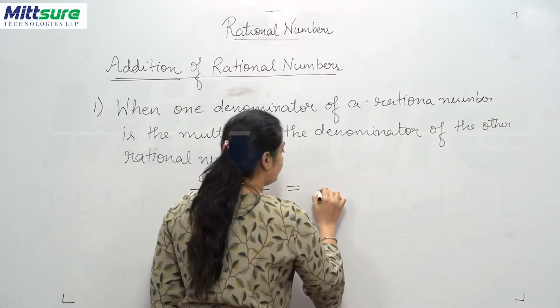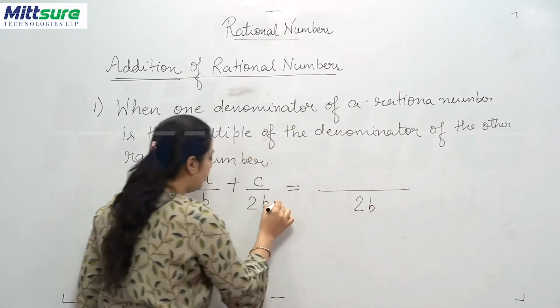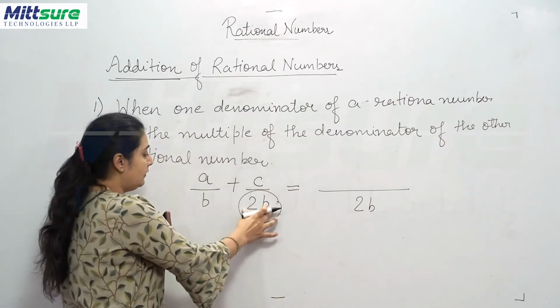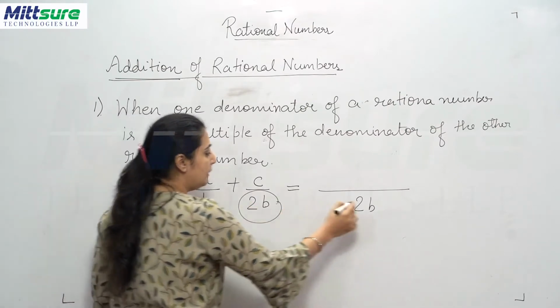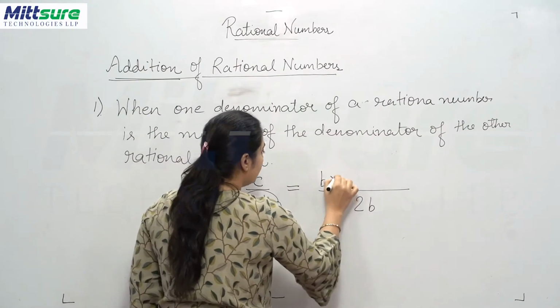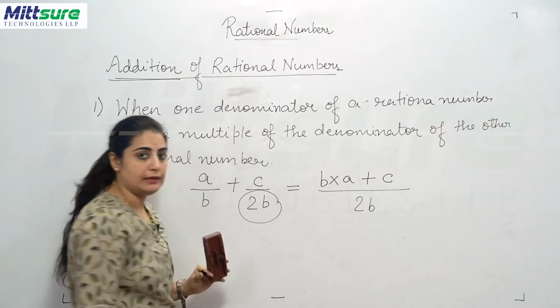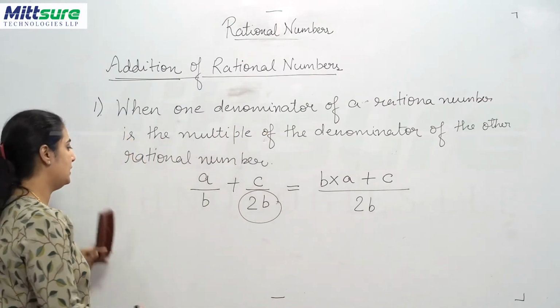What am I supposed to do here? When I take the LCM, it will be 2b. Look here everybody. When I am taking the LCM of the two, it will be 2b and I am supposed to multiply this a by b and I will add c to it. Now let's understand this with the numerical representation.